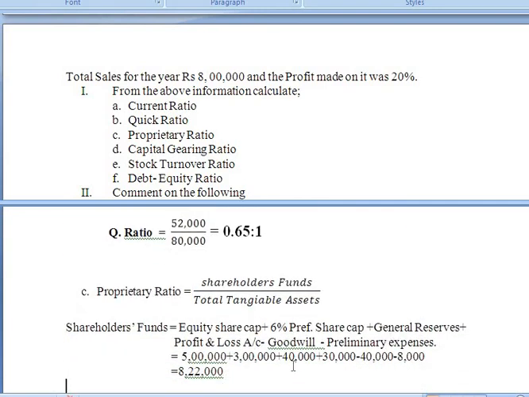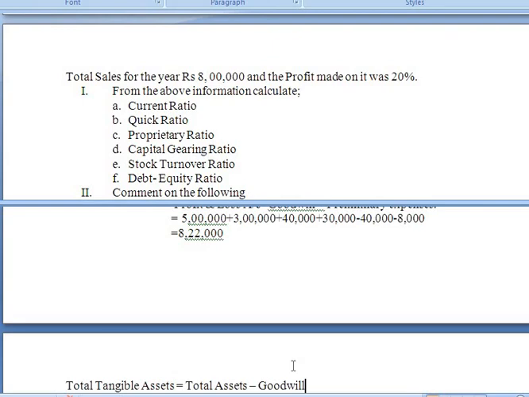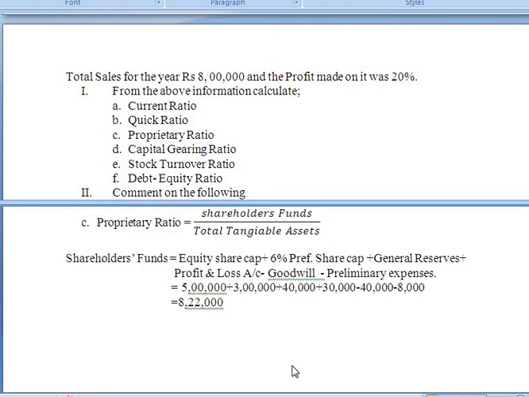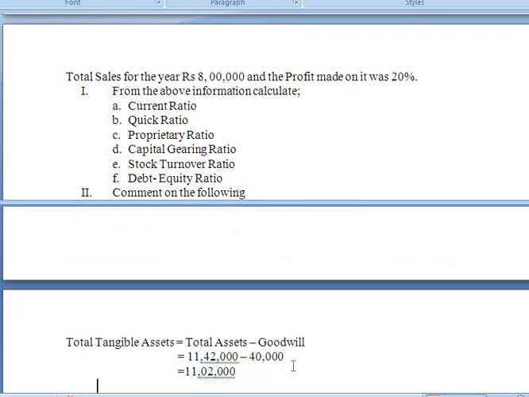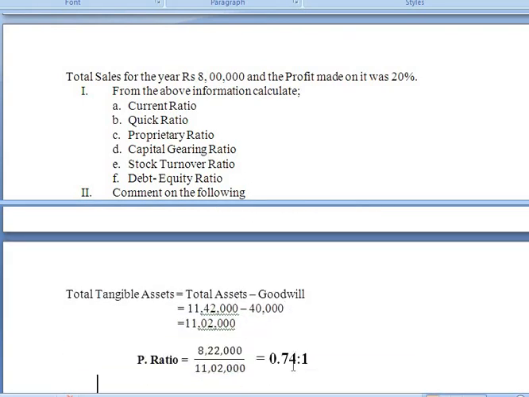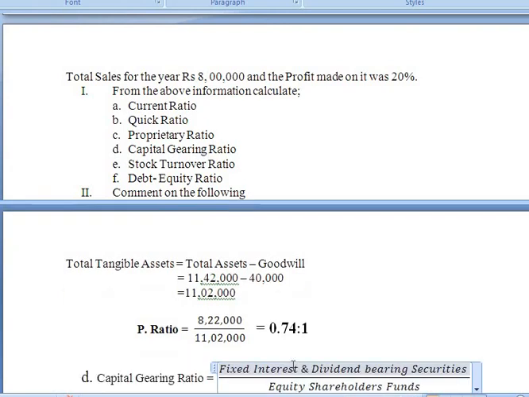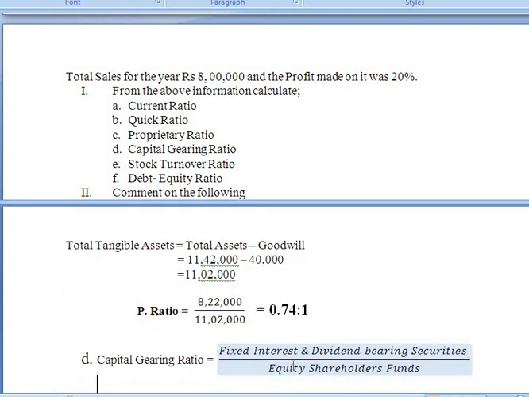Next, proprietary ratio. Formula: shareholders funds divided by total tangible assets. Shareholders funds includes equity share capital, preference share capital, general reserve, profit and loss, and then minus goodwill and preliminary expenses, which is 8,22,000. Total tangible assets is equal to total assets minus goodwill, which is equal to 11,02,000. Therefore, proprietary ratio is equal to 0.74:1.